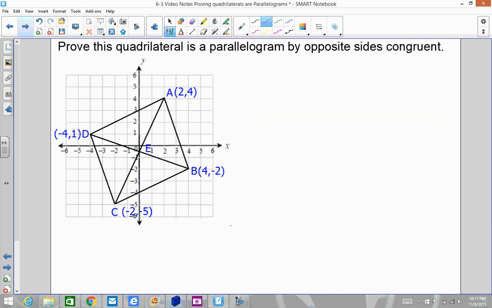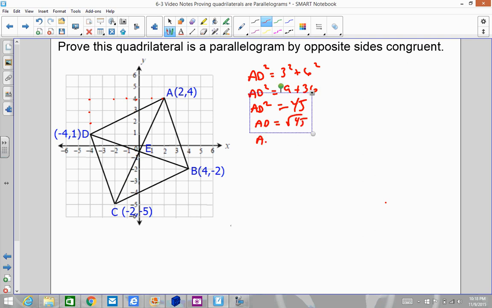Okay. All right, next one says, prove this quadrilateral is a parallelogram by proving the opposite sides are congruent. So A to D, we need to know the length of AD. So AD squared is equal to 1, 2, 3, and 1, 2, 3, 4, 5, 6. 3 squared plus 6 squared. So AD squared is equal to 9 plus 36. So AD squared is equal to 45. And so AD is equal to the square root of 45, which means AD is equal to 3 square root of 5.